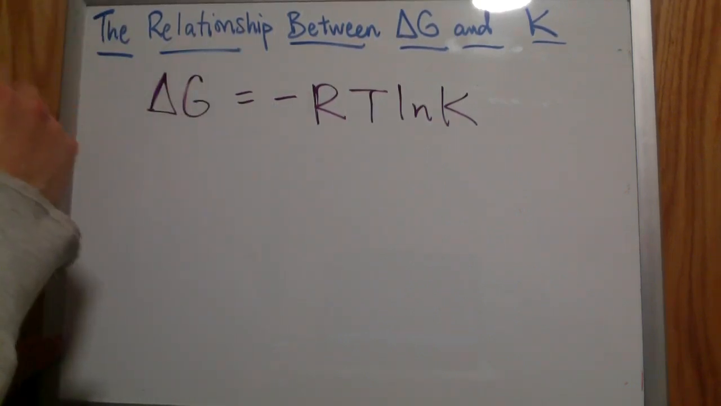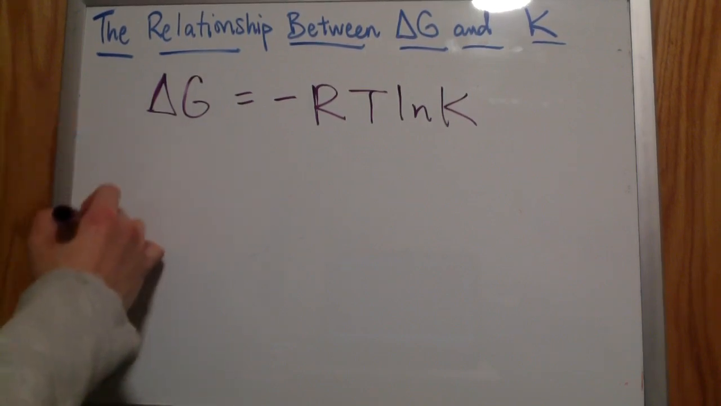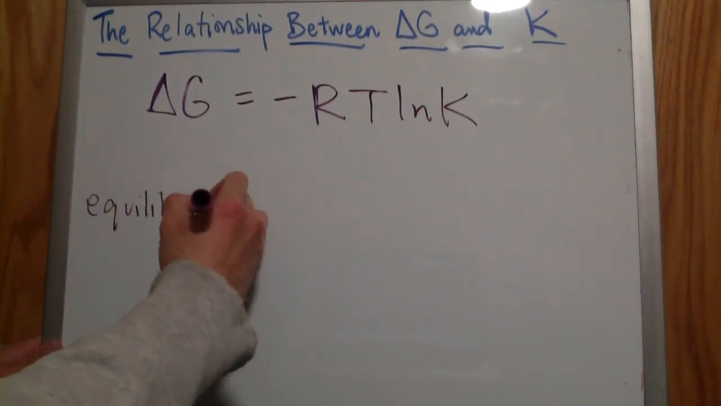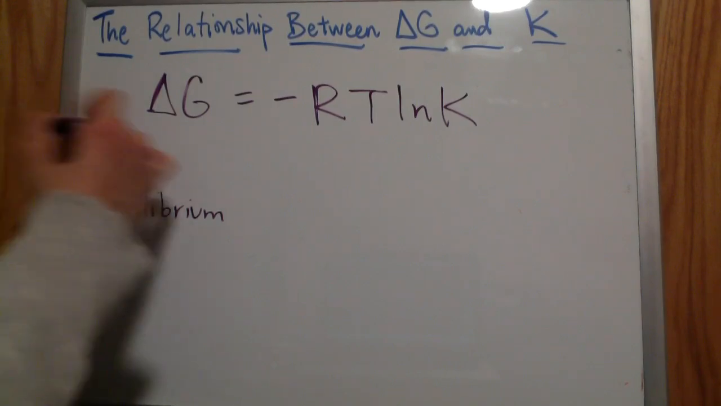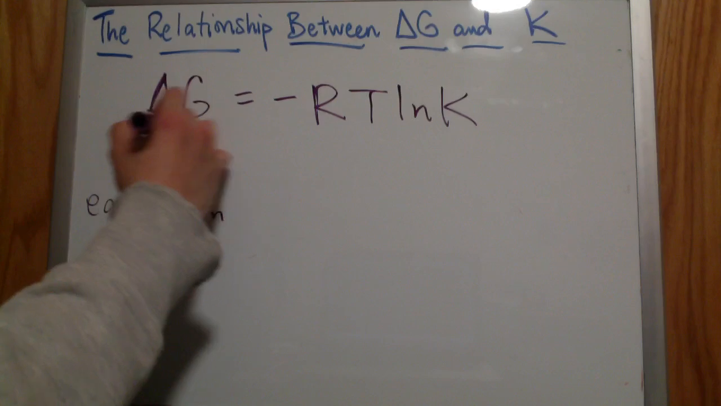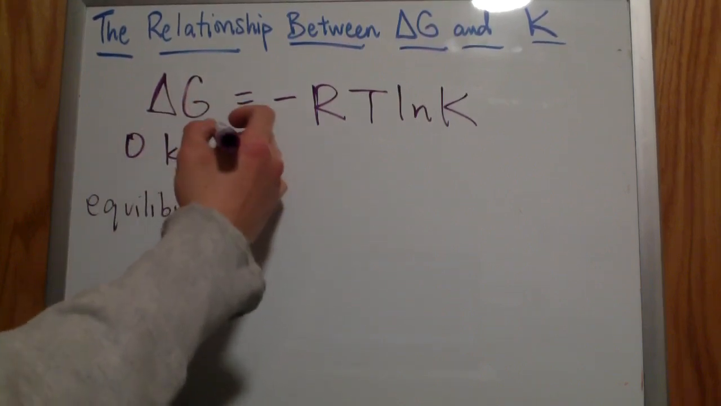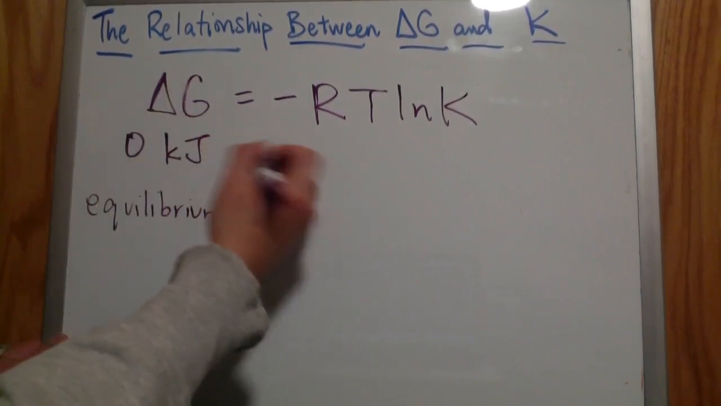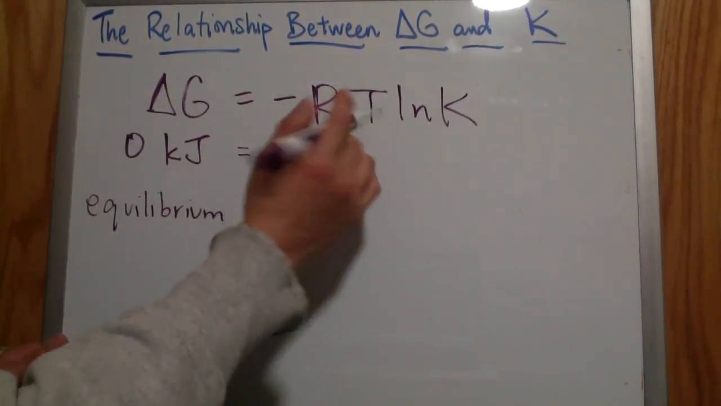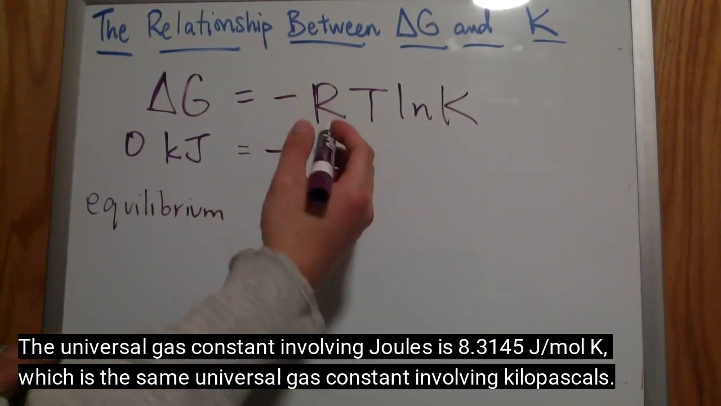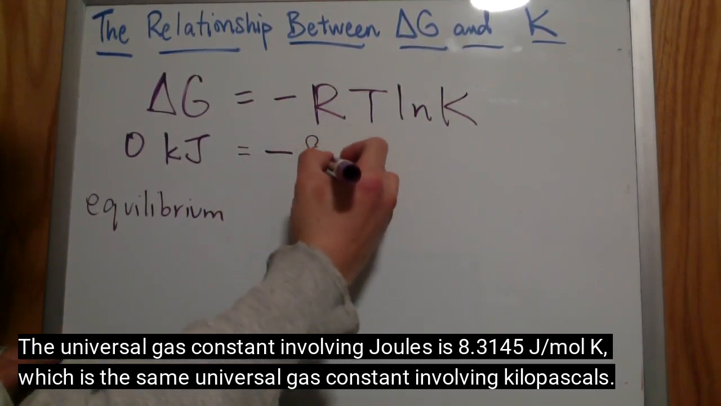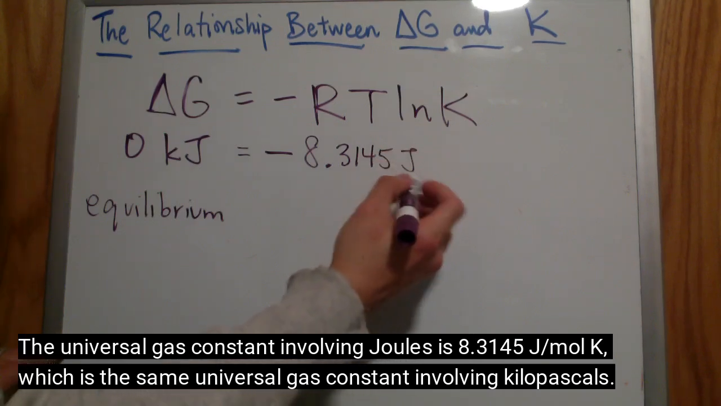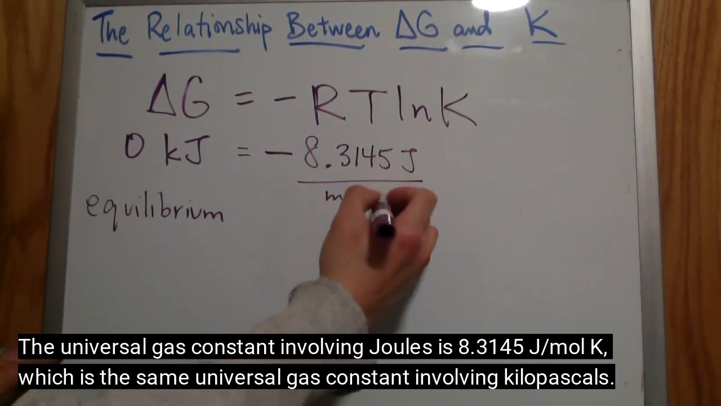Now, if delta G is at equilibrium, then we know that delta G has a value of 0 from what we talked about in the previous video. So that would be 0 kilojoules per mole reaction. And then we'll put a 0 here. All right, equals negative R, where R is the gas constant, and we're going to use the value that relates to joules. And so we would use 8.3145 joules per moles times Kelvin.